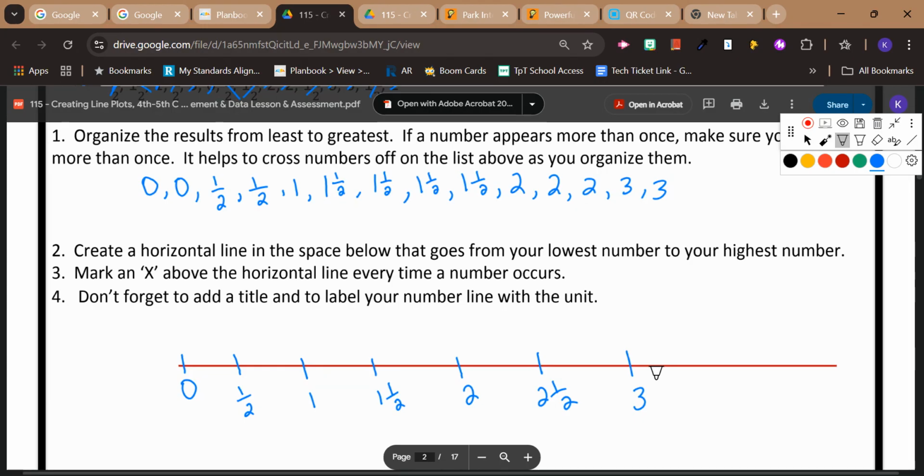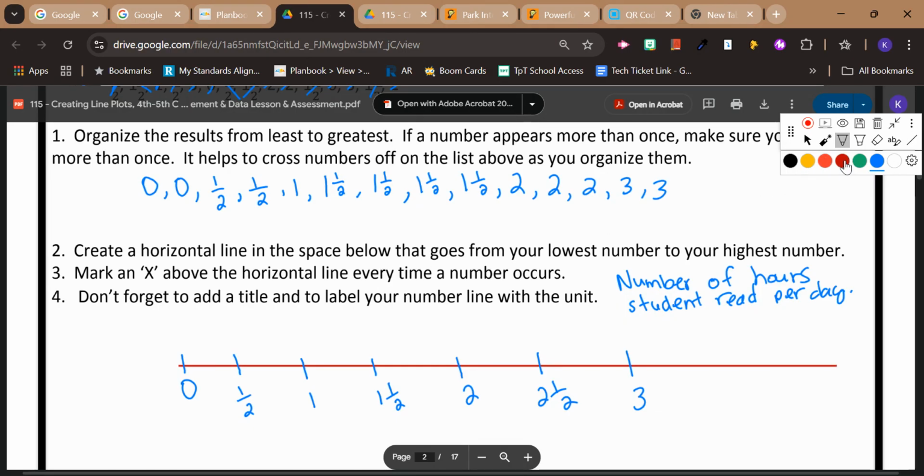And what's the title of this graph again? Number of hours students read per day. Okay? That's our title. All right, so here we go. What does it say? We're going to mark an X above the horizontal line every time the number occurs.